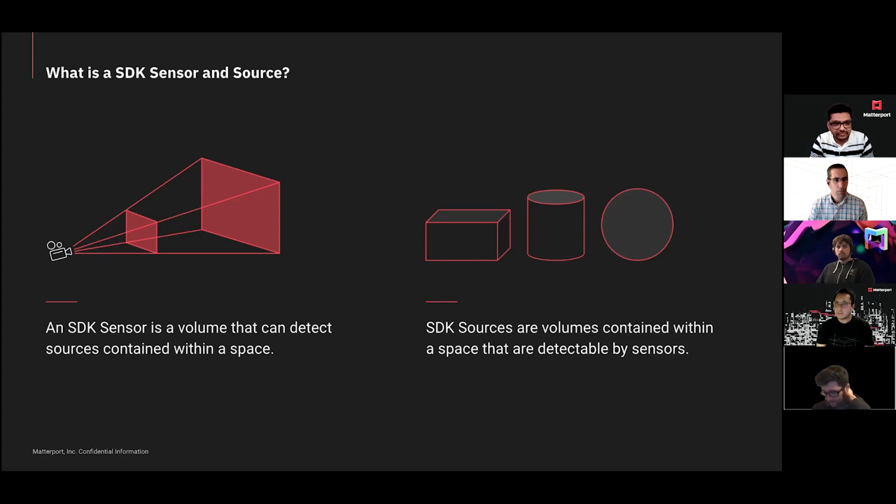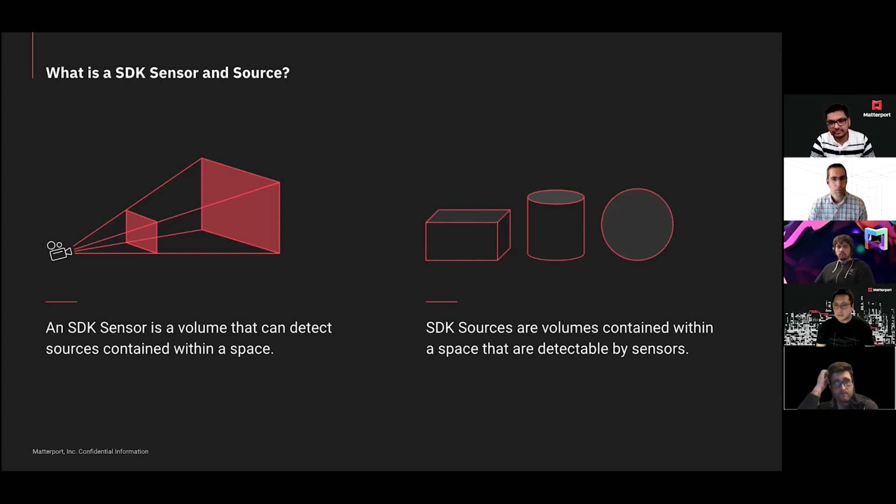It is a volume that represents what we see in a space. A source is something that is detectable by a sensor. Sources are volumes in the space covered by sensors. It kind of takes some getting used to this terminology. A way to think about this is transmitters and receivers.